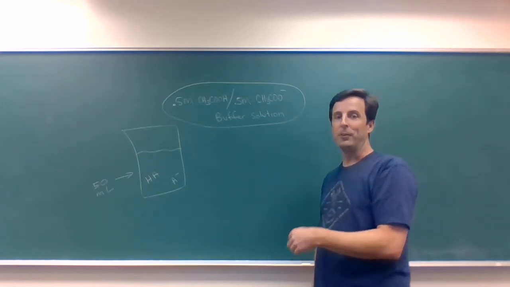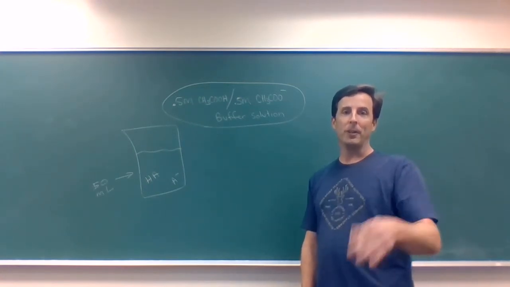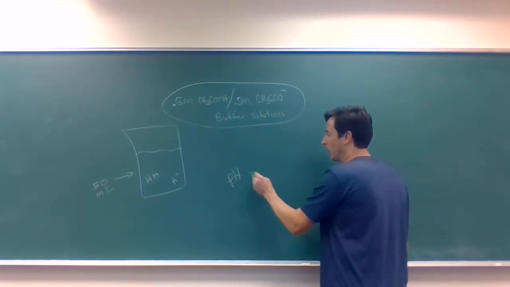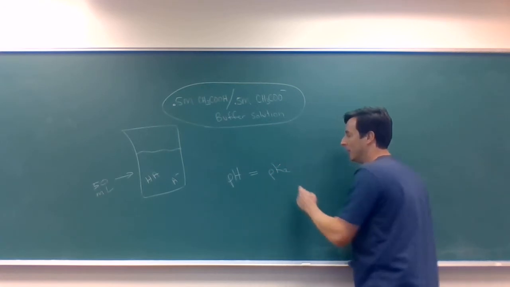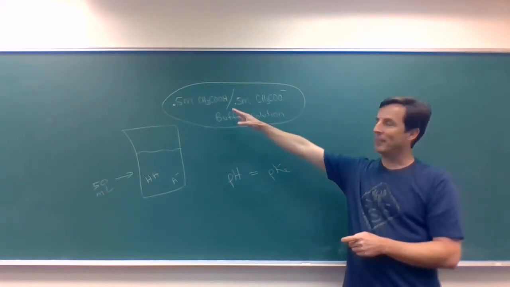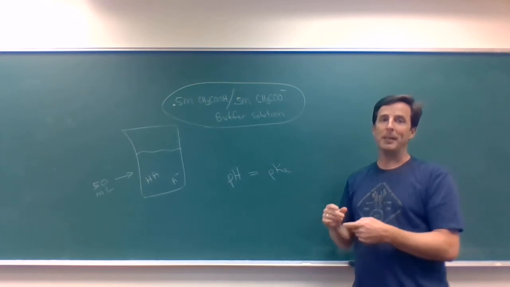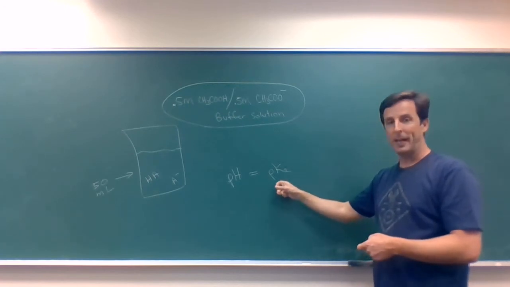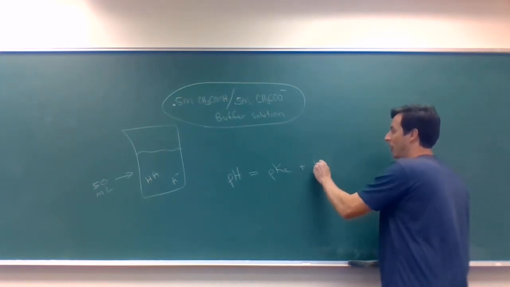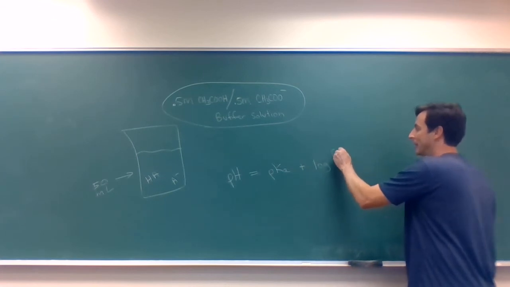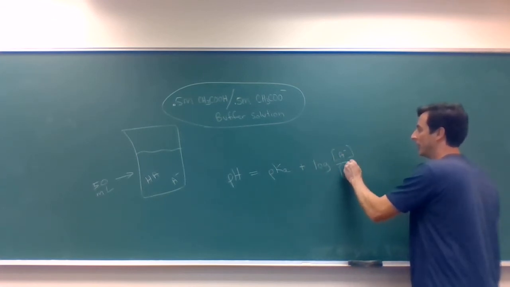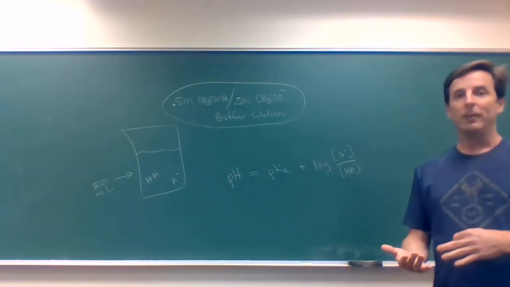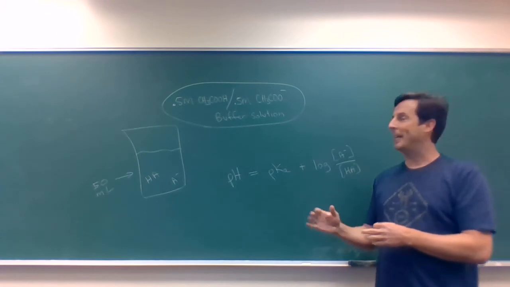To find the pH of a buffer, there's an equation called the Henderson-Hasselbalch equation, where the pH of a buffer solution will equal the pKa, which, if you look up the Ka of acetic acid, the pKa means take the negative log of the Ka value. Once you do that, the answer you get is the pKa value plus the log of the A minus over the HA concentration.